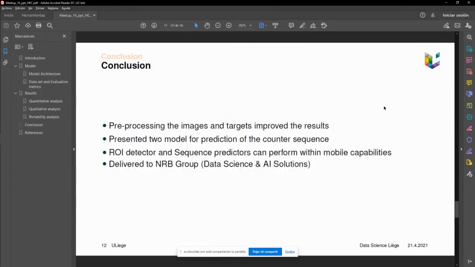So, in conclusion, this project basically tells us that pre-processing the images and targets can really lead to an improvement of the results. We presented two models for prediction of the counter. Our raw detector models and sequence predictor models can really perform within the mobile capabilities. And all this project was already done and delivered to the NRB group, especially to the data science and AI solutions section.